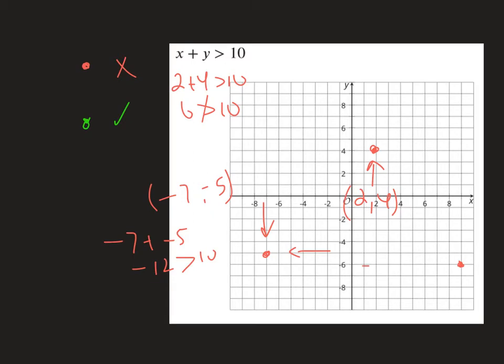Well, how about if we go way over here? And that looks like that gives us a (9, -6). And what do we have there? If we add those together, we're going to get 3. Is 3 greater than 10? No. And so now you say, well, where the heck are these things?